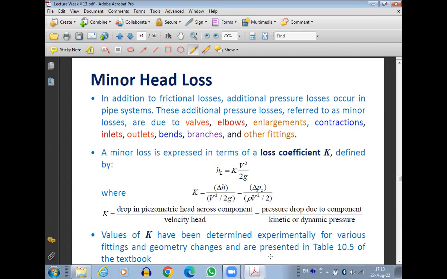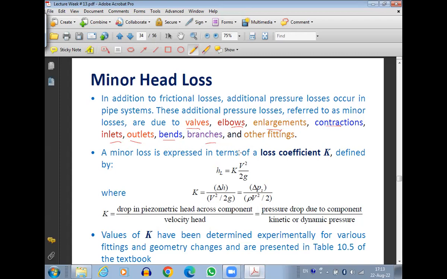Okay, after studying the topic for the case of major head losses, now let's move over to the topic of minor head losses. The minor head losses are also known as component losses. These are actually the ones occurring at the components, for example valves, elbows, enlargements, contractions, inlets, outlets, bends, branches, or any fittings.